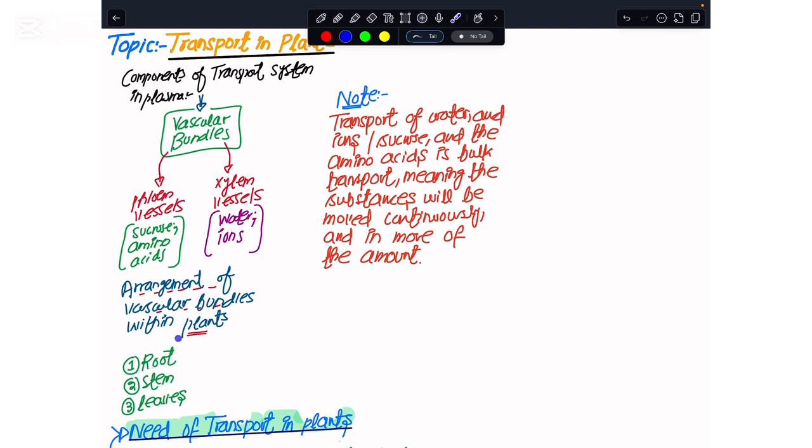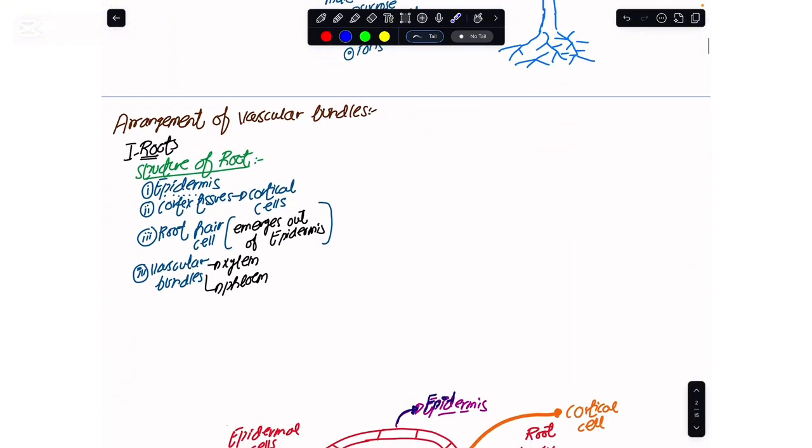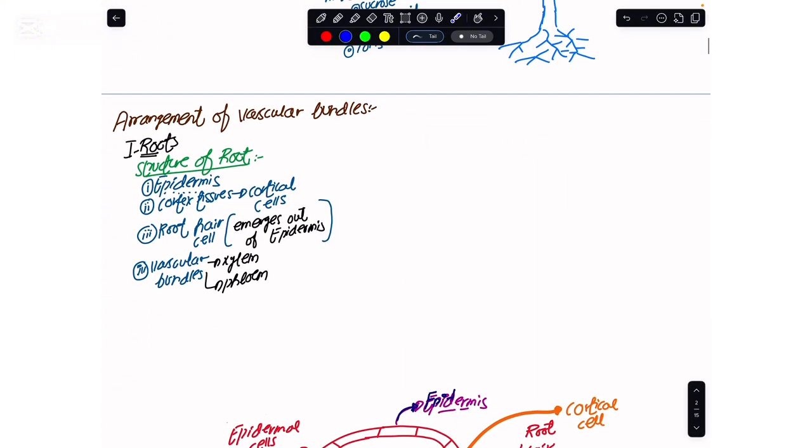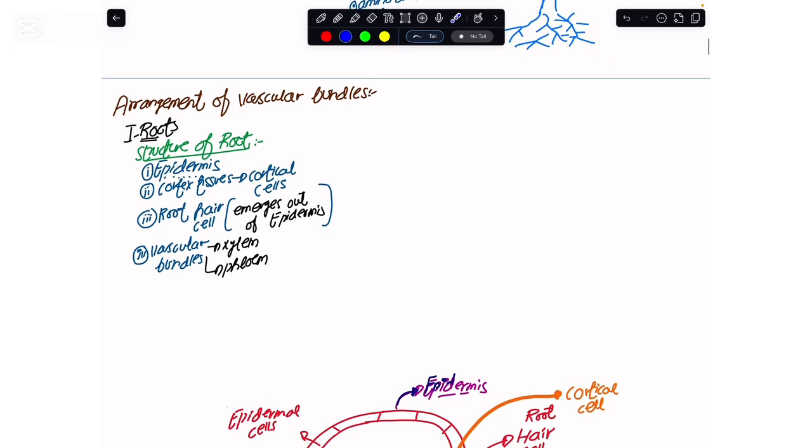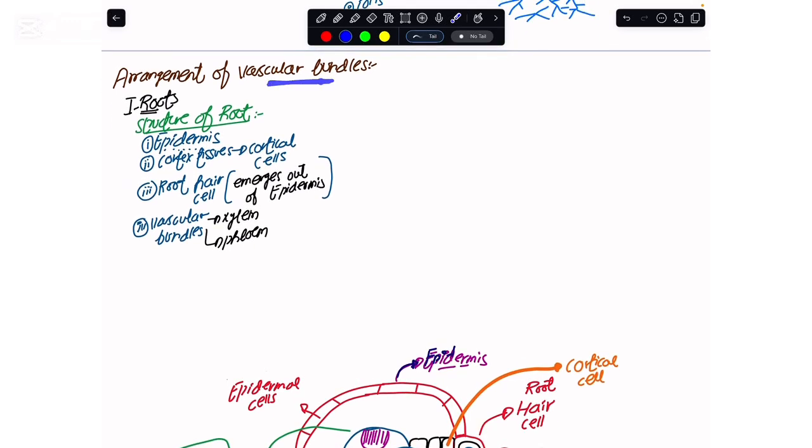And this is one of the major things that is asked in the exam. Now, if I quickly tell you about the roots, overall what we understand is that the vascular bundles that we have in the roots, they would include the epidermis, then there would be a tissue coming up, and that tissue is the cortex tissue, and it would have the cortical cells in it.